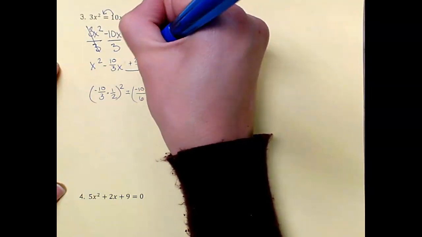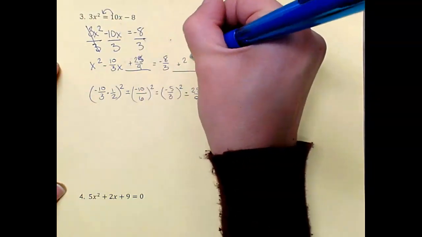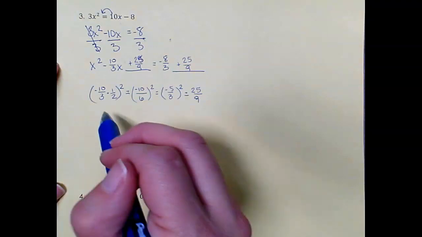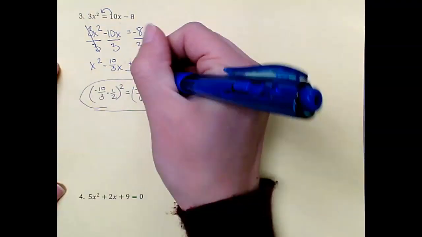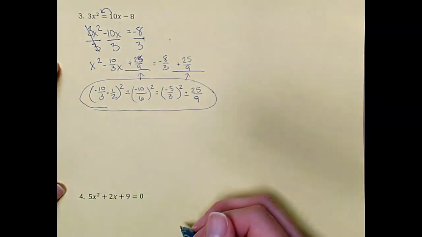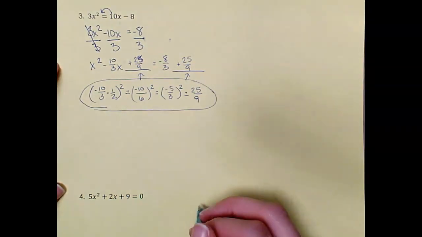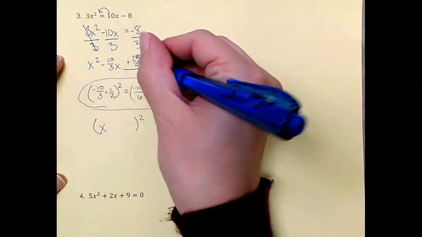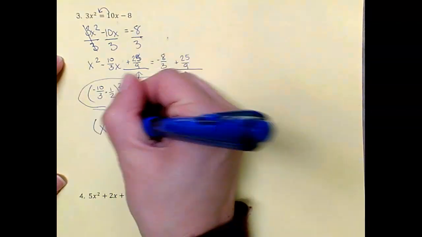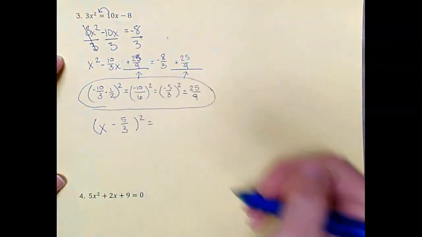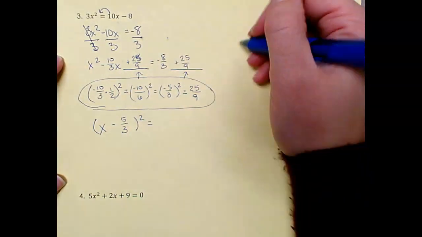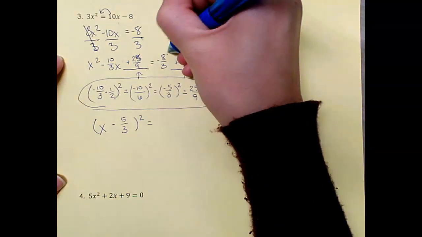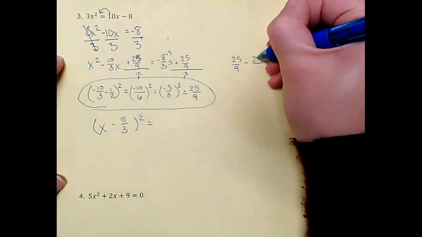Plus 25 ninths. Okay. So this is all kind of what gave me this. But now I need to write my factor for my perfect square trinomial. So the square root of x squared is x. The square root of 25 ninths is negative 5 thirds. If I add these two together, I've got 25 ninths minus, let's see, times 3 times 3, 24 ninths.